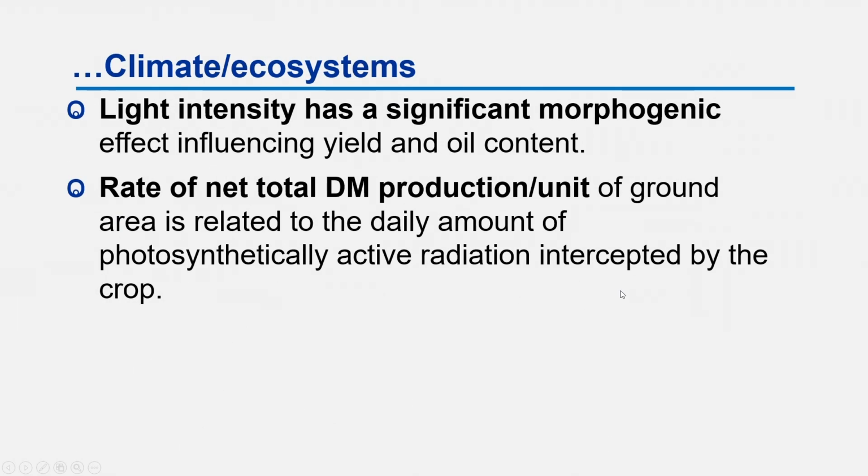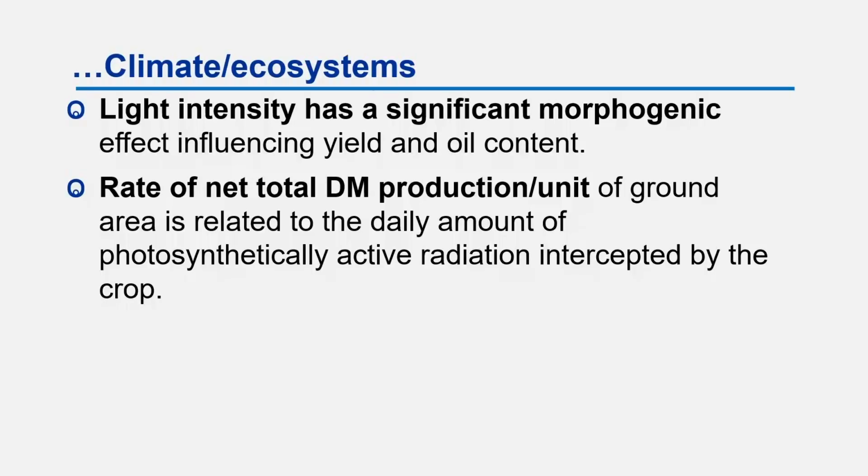Light intensity has a significant morphogenic effect influencing yield and oil content. So mainly light intensity influences plant growth by affecting photosynthesis. Every plant, whether C3 plant or C4 plant, needs ideal or optimum light intensity for higher rates of photosynthesis. If you get higher photosynthesis, it means you get higher production of dry matter, and finally you can get higher yields of the crops.